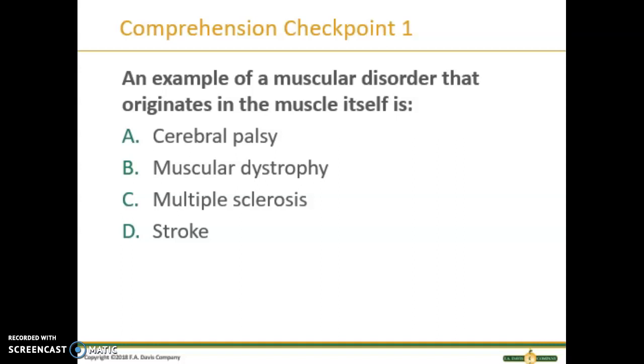So checkpoint number 1, an example of a muscular disorder that originates in the muscle itself is.